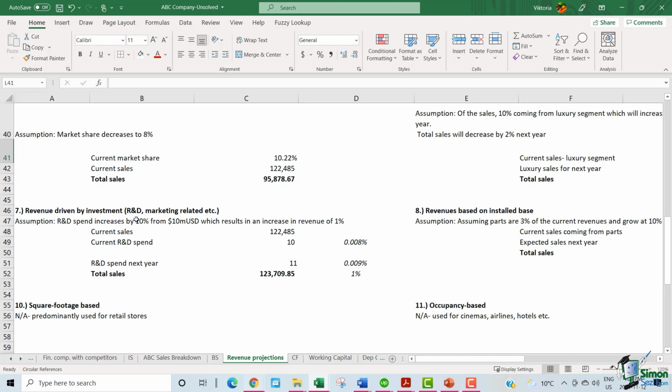We can also derive the revenue based on investment. Investment can be in R&D or research and development or market related.